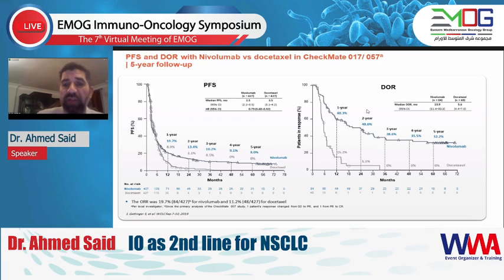And for the duration of response, we all know that most of the immunotherapeutic molecules have a median duration of response higher than that of the chemotherapy. And this is a special characteristic of the immuno-oncology versus conventional chemotherapy. You can find it here as 19.9 versus 5.6 in the docetaxel arm. So the overall response also was 19.7 versus 11.2 in the docetaxel arm, favoring nivolumab.